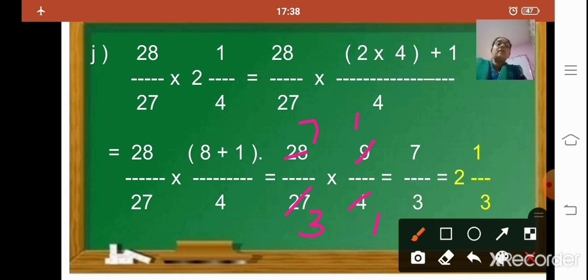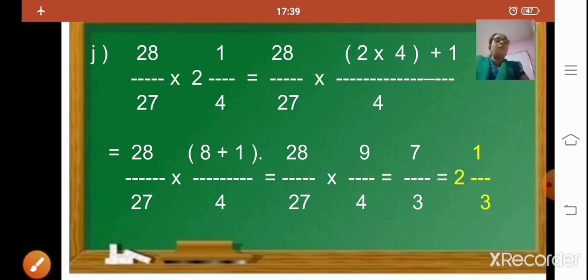Now when you get an answer as an improper fraction, you will convert it again into a mixed fraction. We have already learned how to convert an improper fraction into a mixed fraction. So when you divide 7 by 3, your quotient will be 2, remainder is 1, and the divisor is 3. So 2 whole 1 upon 3 is your final answer. Hope, students, you all have understood how to multiply two mixed fractions together.